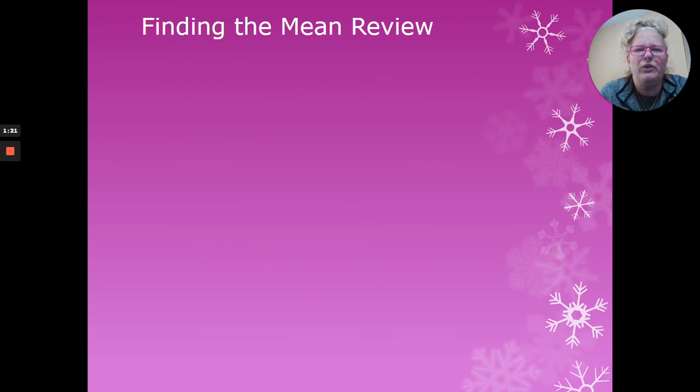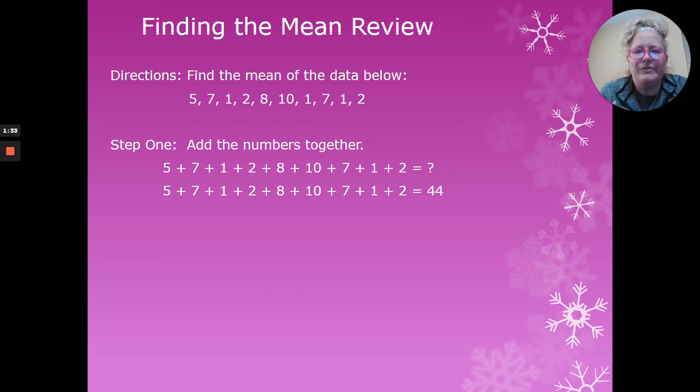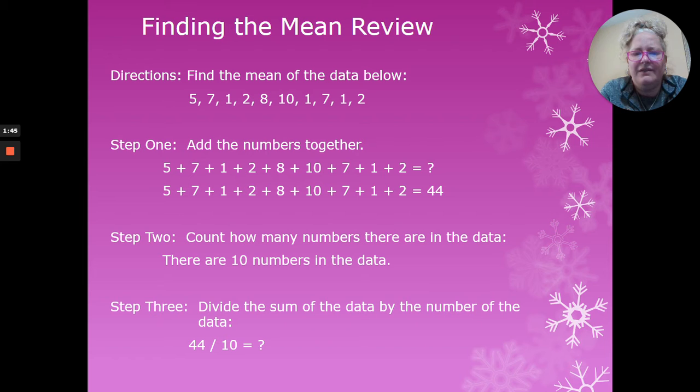Okay, let's just do a real quick review on finding the mean. So if we have the numbers listed here, we're going to go through and add the numbers together, and that should be a sum of 44. Our next step, we need to count how many numbers there are so we can divide. There should be 10 numbers, and if we divide 44 by 10, that should give us 4.4. So the mean of that data set is 4.4.